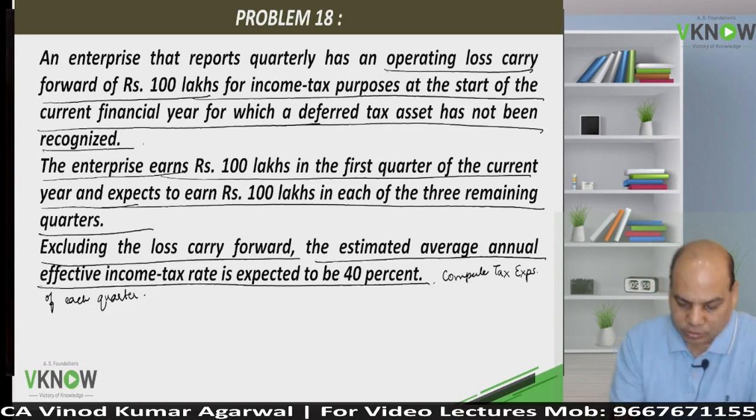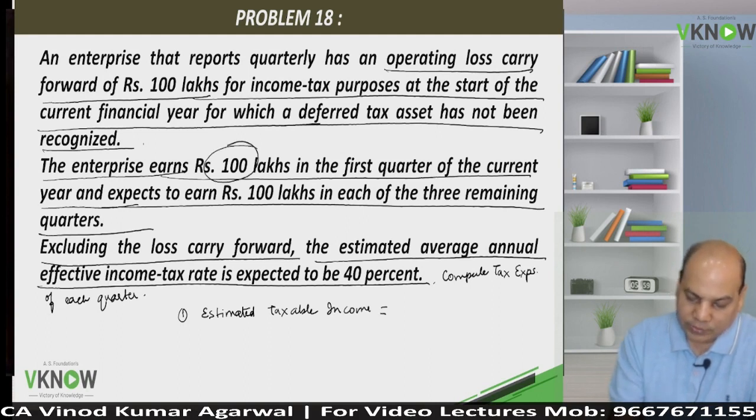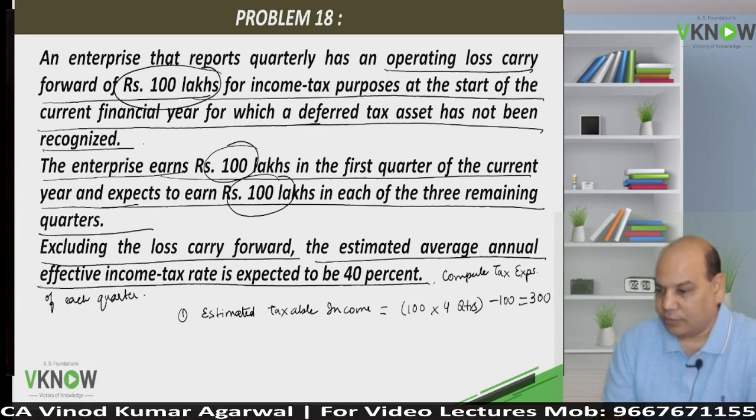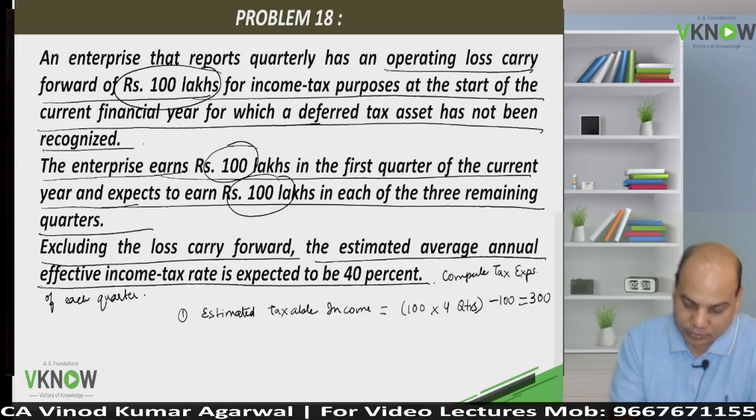So first I will compute the estimated taxable income. Now each quarter income is 100. So 100 into 4 quarters, 400, and you have a carry forward loss of 100, minus 100, 400 minus 100, 300.